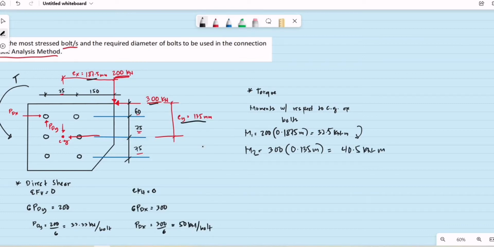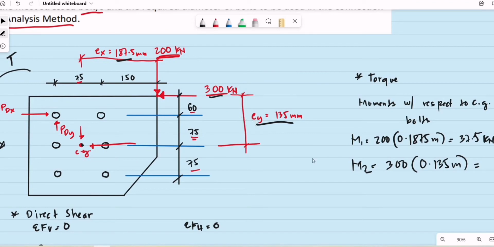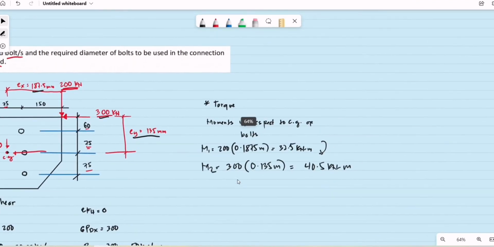And if you are to observe its direction with respect to the center of gravity of the bolts, obviously that moment is counterclockwise. Okay, so this moment is counterclockwise. Therefore, if you are to compute for the net torque, that is basically equal to the summation of the moments. Considering that, again, clockwise moments will be positive.